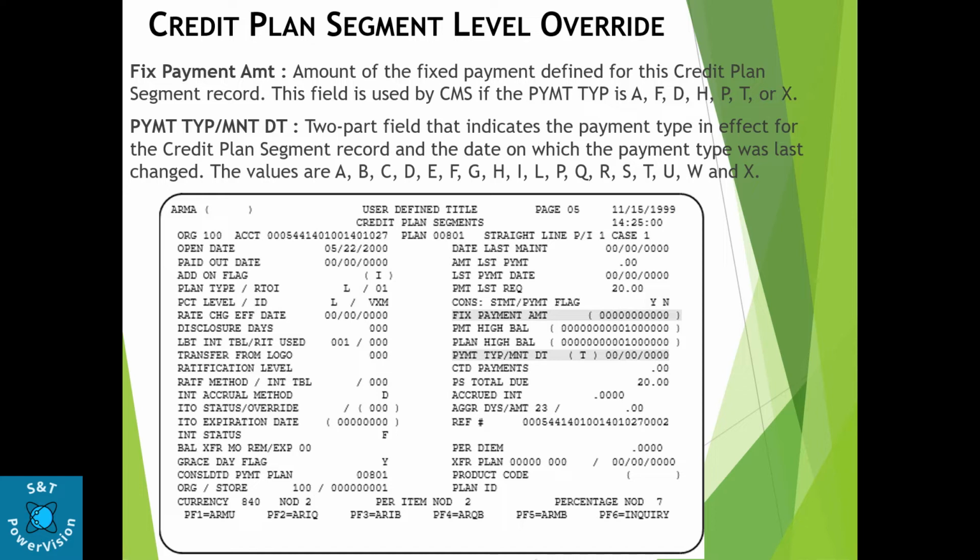Second one, payment type oblique maintenance date. This is a two-part field that indicates the payment type in effect for the credit plan segment record and the date on which the payment type was last changed. The values are A, B, C, D, F, G, H.